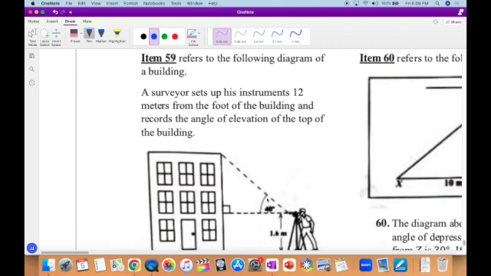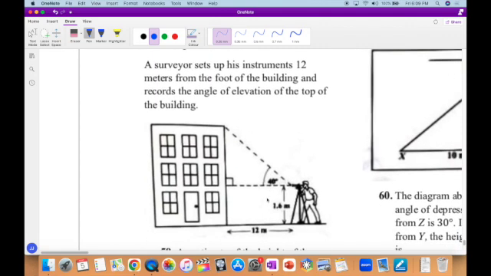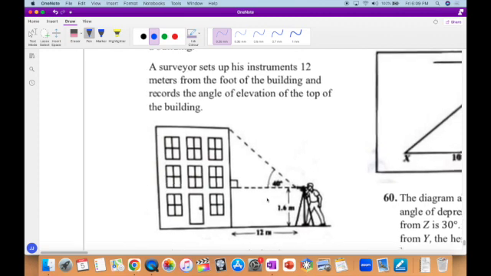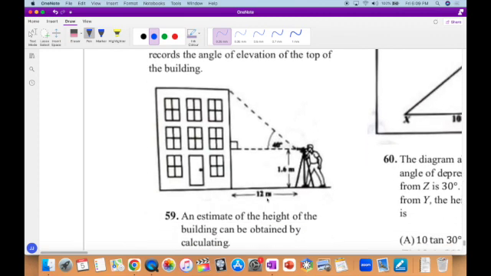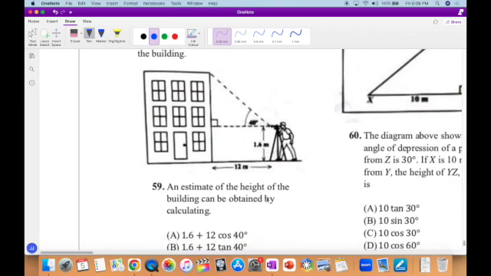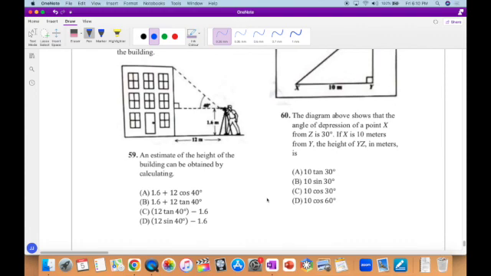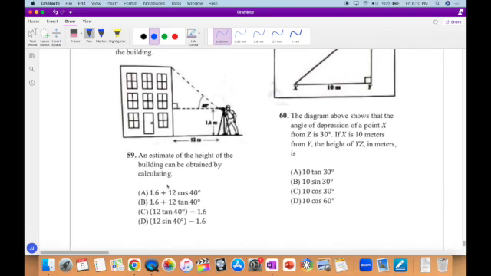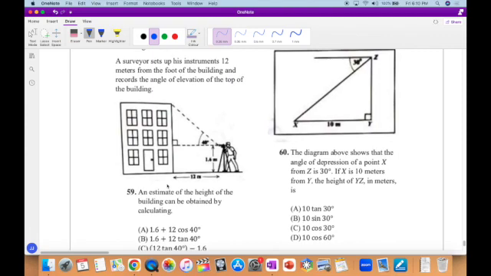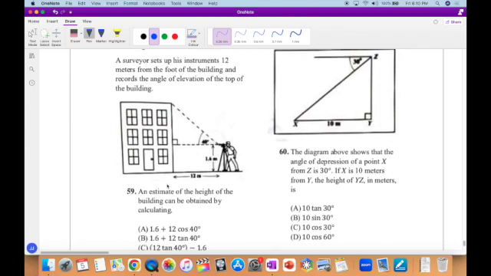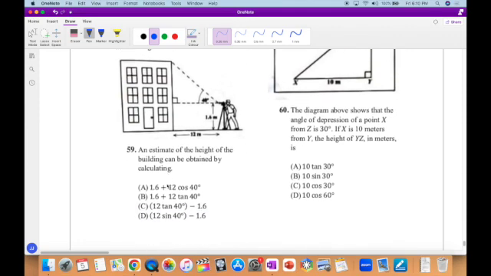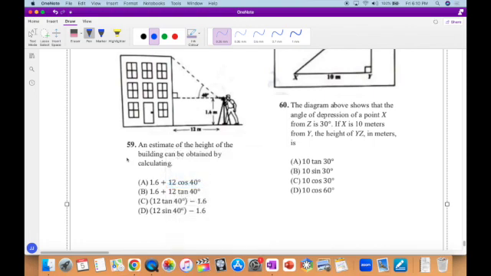A surveyor sets up his instruments 12 meters from the foot of the building and records the angle of elevation of the top of the building. An estimate of the height of the building can be obtained by calculating. So the surveyor sets up 12 meters from the foot of the building and records the angle of elevation to the top of the building at 40 degrees. Estimate the height of the building can be obtained by calculating.